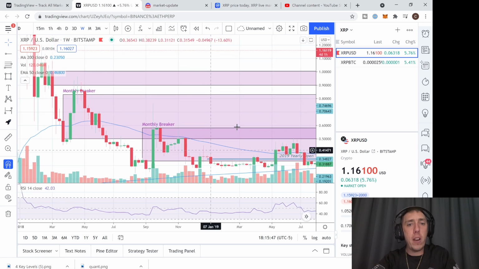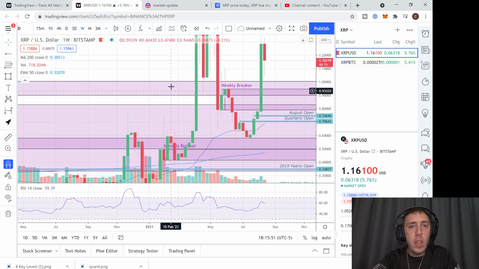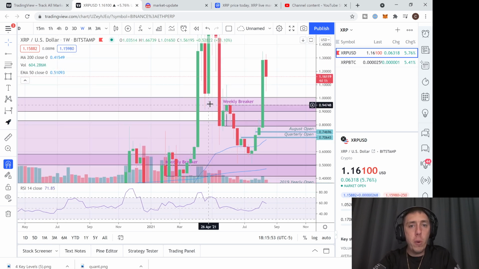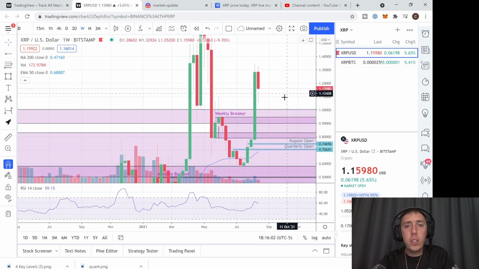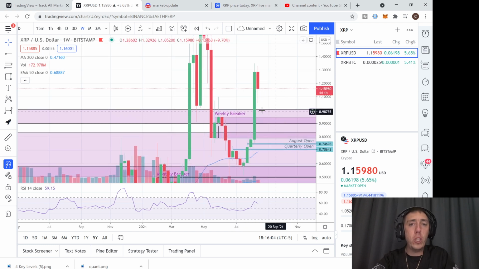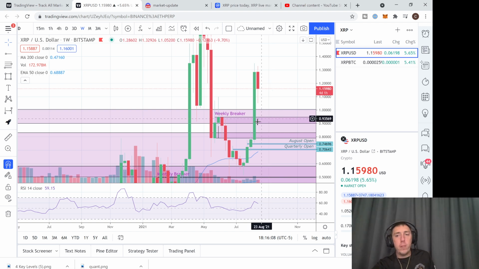So it came back down here, all the way over, got back into it, went back above the level. And then what do we come back into? Our weekly breaker. Once again, it acted as a major support level, came back down, acted as a support level. And now we're back above. So because we're back above this level, what should it act as? A major support. So if we do come in here, that should be a major support level if we do get another retest.